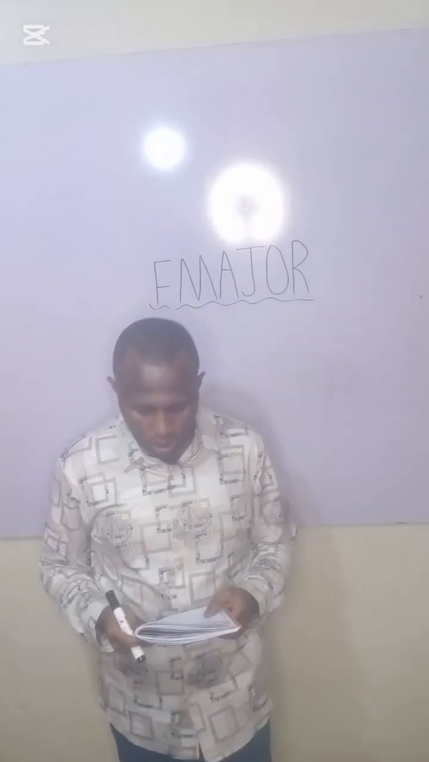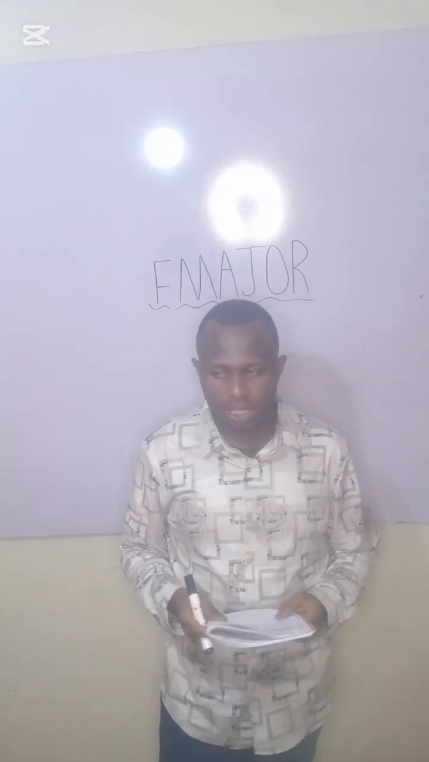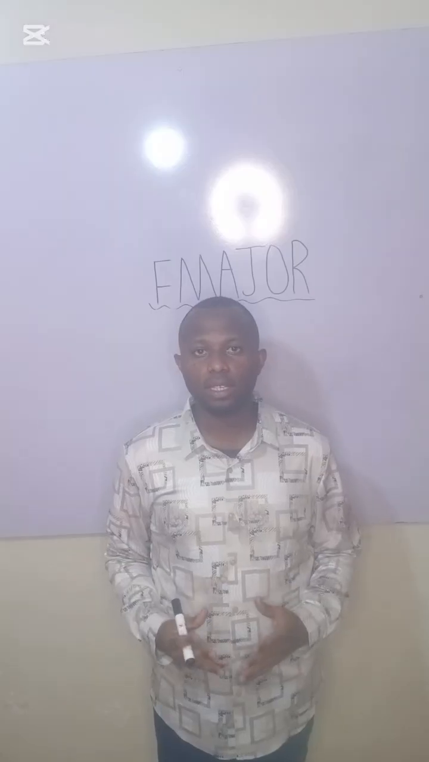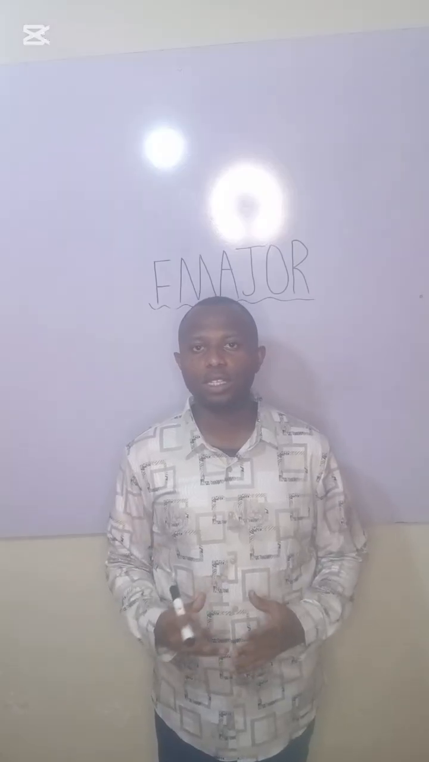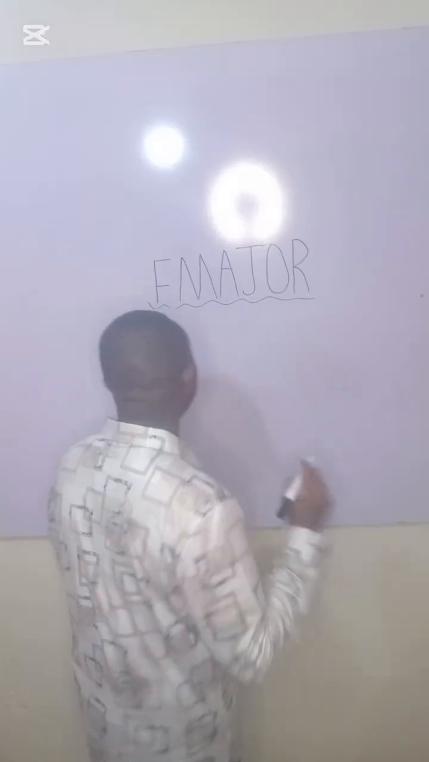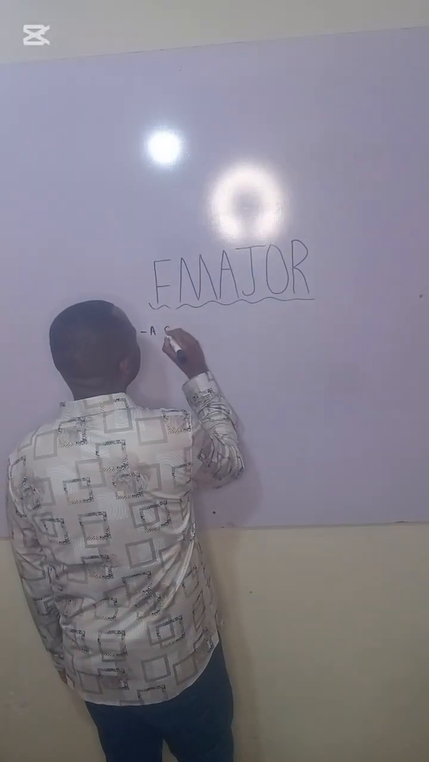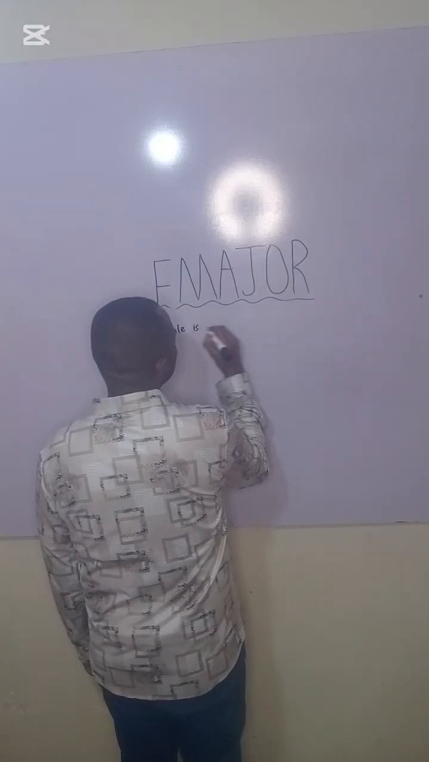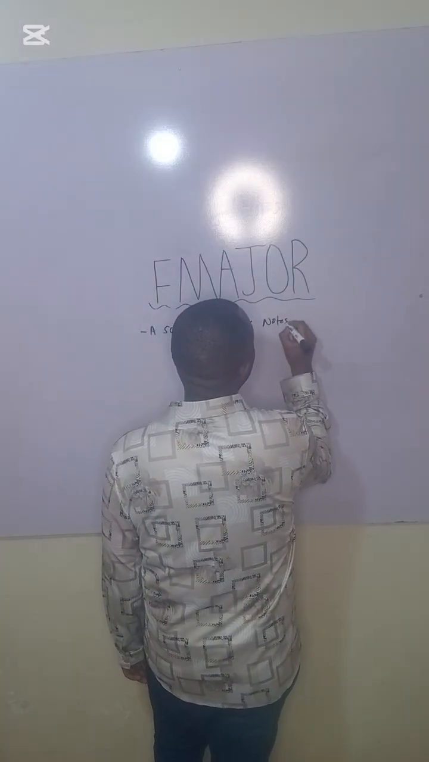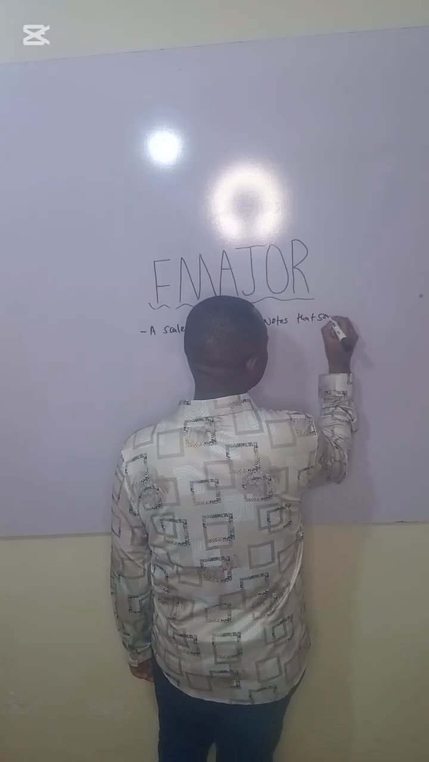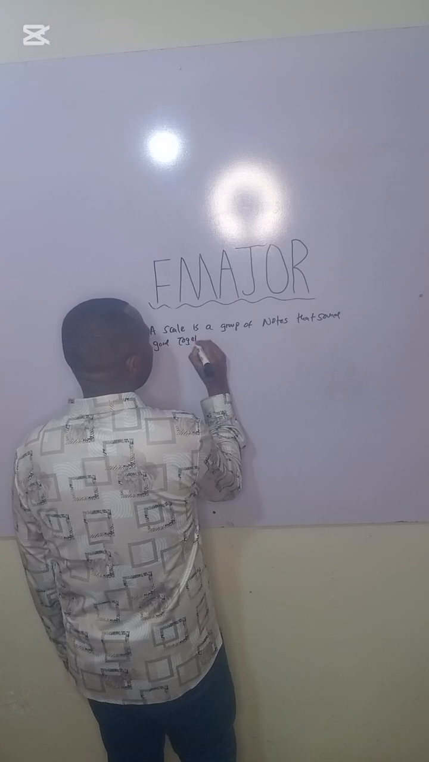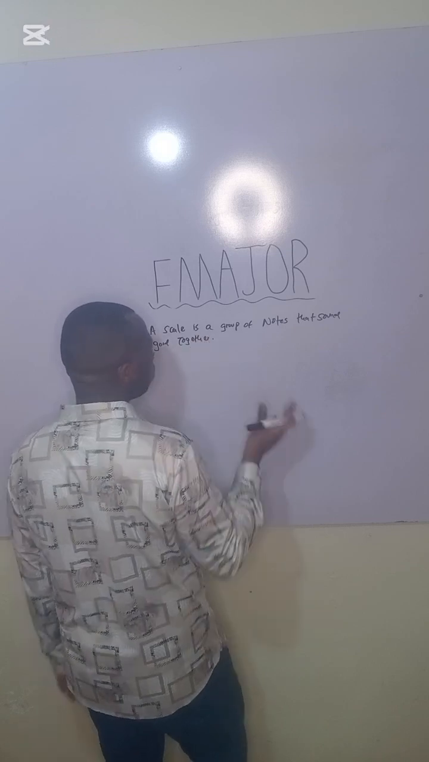So the first question is, what notes make up the F major scale? A very good question. First, to understand the notes that make up the F major scale, what is a scale? A scale is a group of notes that sound good together. That is what a scale is, a group of notes that sound good together.